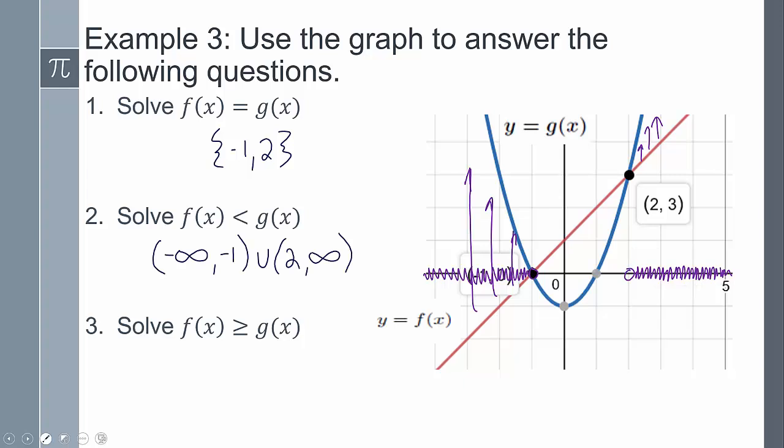And then my last, where's my f function higher than my g function? That's here. So higher. And so that's going to be from -1 to 2.